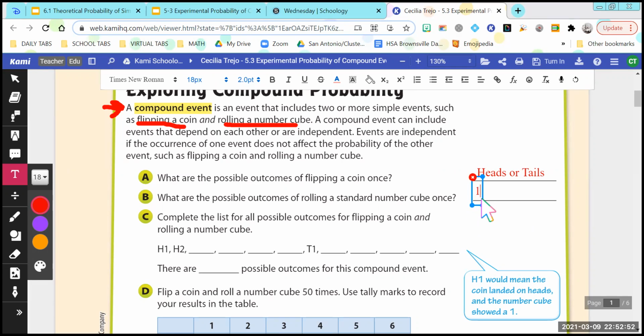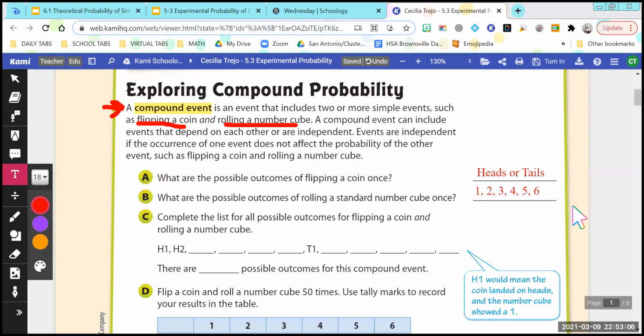So I'm going to put that here, 1, oops, hold on. Sorry, let me make it a little bit bigger. 2, 3, 4, 5, and 6, right? So those are the six outcomes that we have for rolling a standard number cube. Pretty simple. And letter C says, complete the list for all possible outcomes for flipping a coin and rolling a number cube.